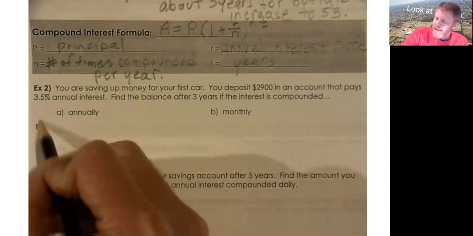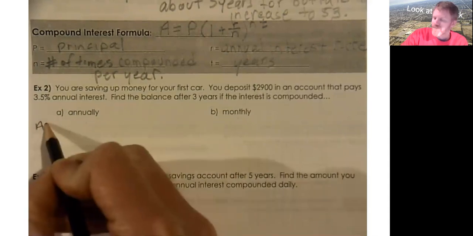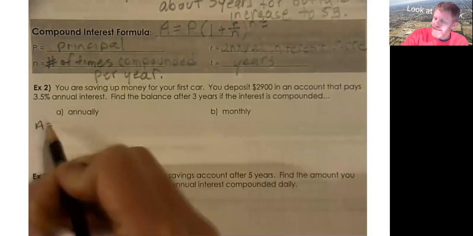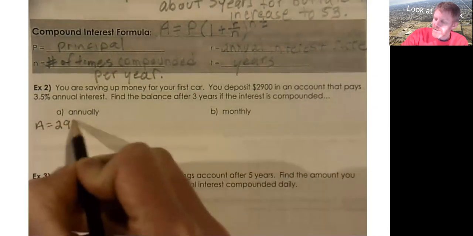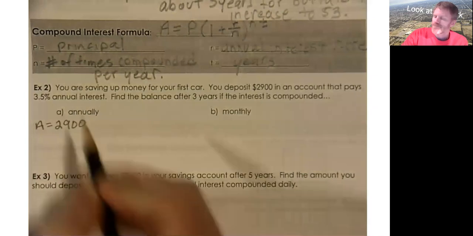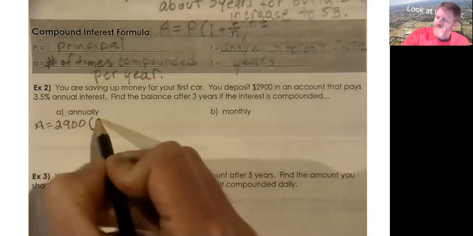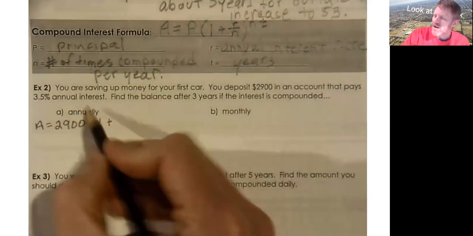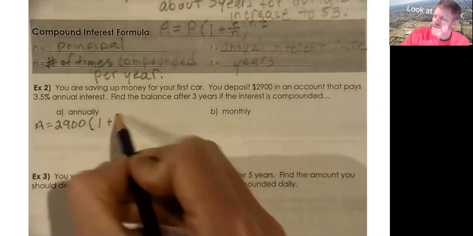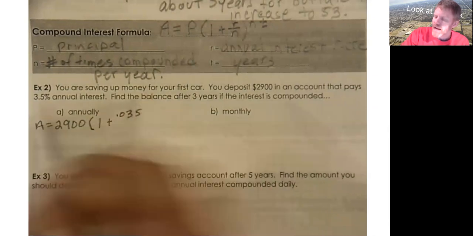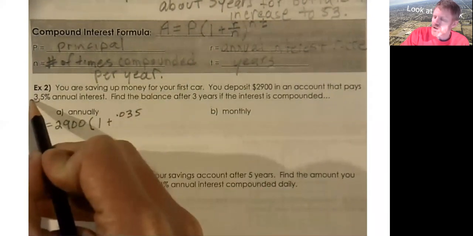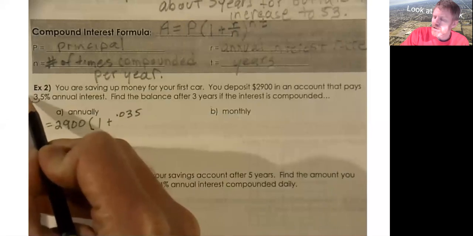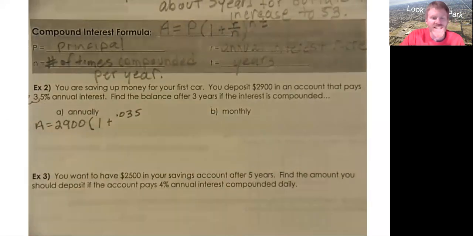So we have our account amount, and we are depositing in $2,900. We're going to get more than $2,900 because it's 1 plus. Our R value is 0.035. You've got to move the decimal spot over 2 when you're turning a percent into a decimal.